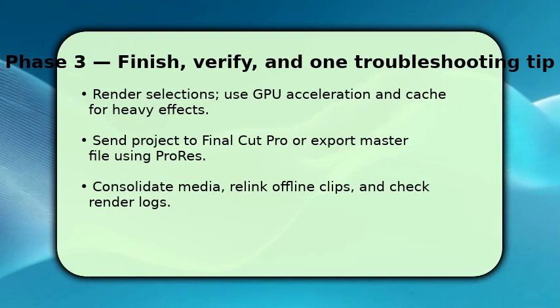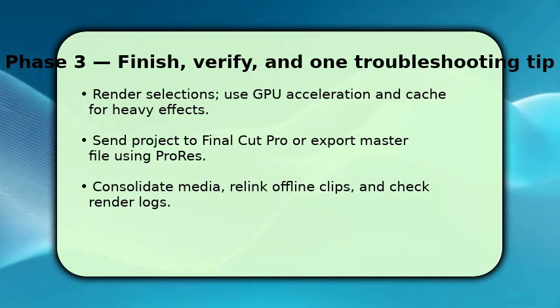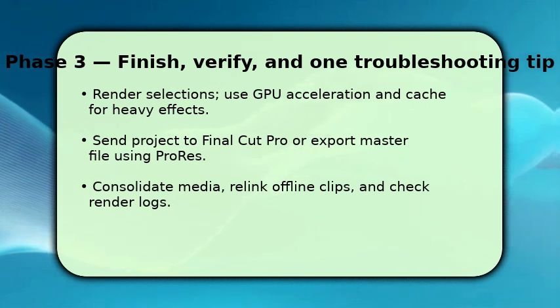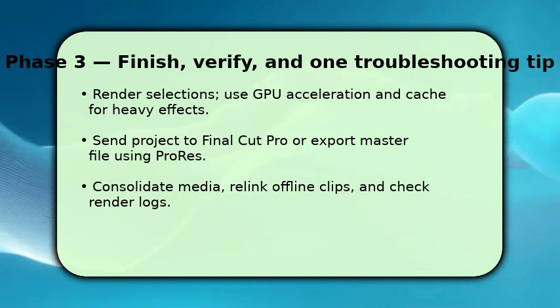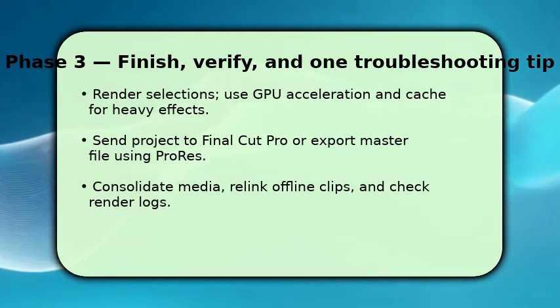To finish, render your composition or selected ranges using GPU acceleration and cache to avoid dropped frames, then send the Motion project back to Final Cut Pro or export a master using ProRes to preserve quality. Make sure to consolidate media and relink any offline clips before final export. This prevents missing files downstream.